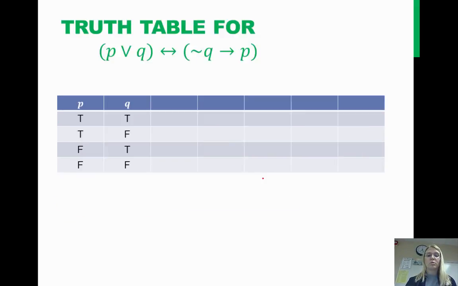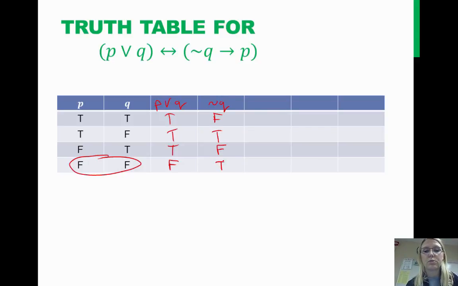So let's look at this truth table here. We have P or Q, if and only if, not Q, then P. The first thing I want to look at is P or Q. Remember the or, we're looking for two falses. Well, here they are right here, so that'll be a false. Everything else is a true. Now I need to look at the inside of the right parentheses, and we have a not Q. So I'm going to go ahead and get that. That will be false, true, false, true.